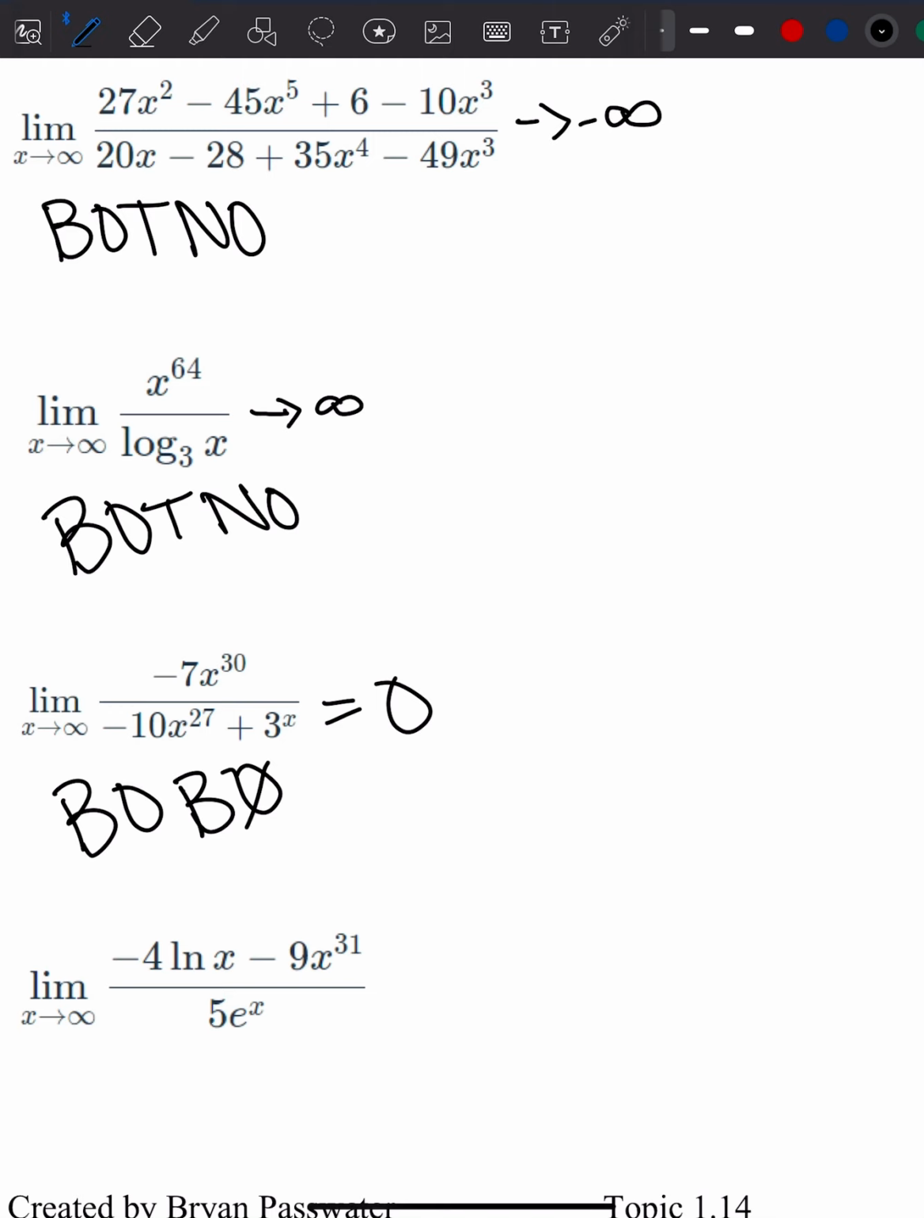We have minus 4 natural log of x minus 9x to the 31st power divided by 5e to the x. Looking at our order of magnitude, logarithms are the smallest, then polynomials, then exponentials. E to the x is an exponential, so the denominator is growing fastest. So it is a bottom-heavy case, and it equals 0.